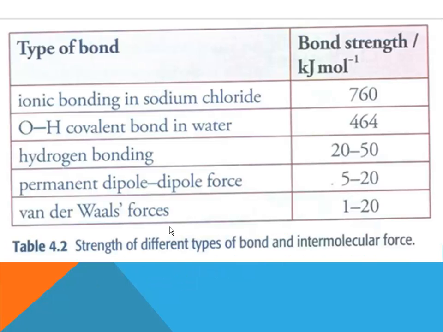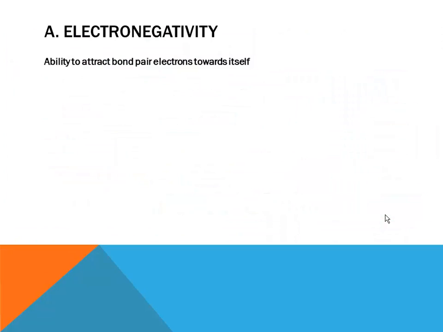So you can see here, ionic compounds are by far the strongest. That's because there are clear positive and clear negative atoms. OH bonds are a type of hydrogen bonding, the strongest of the hydrogen bonding, like in water. You can see hydrogen bonding is stronger than dipole-dipole, and the weakest is van der Waals forces, or VDW forces.